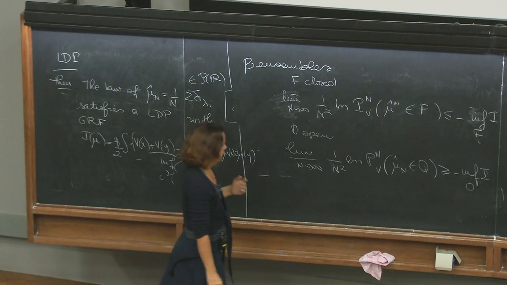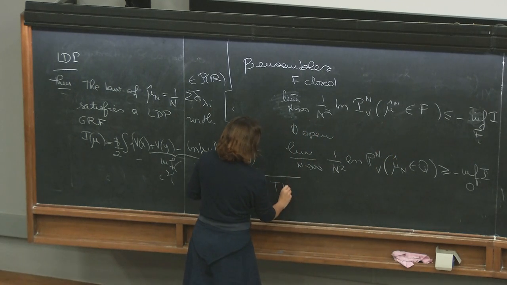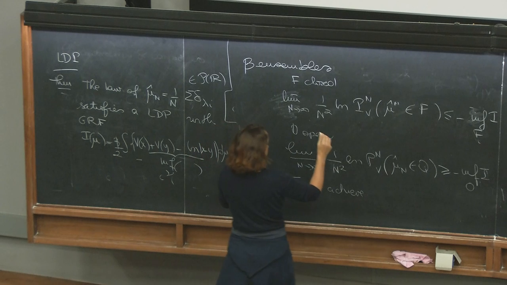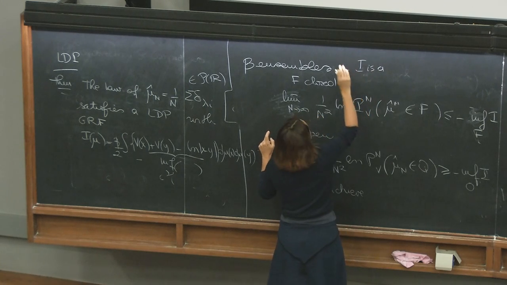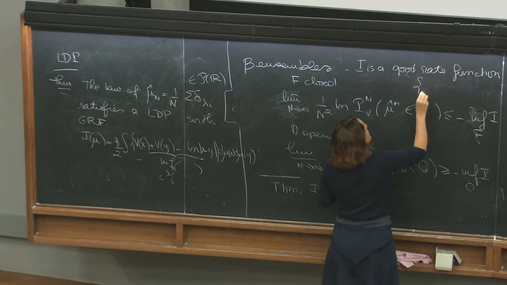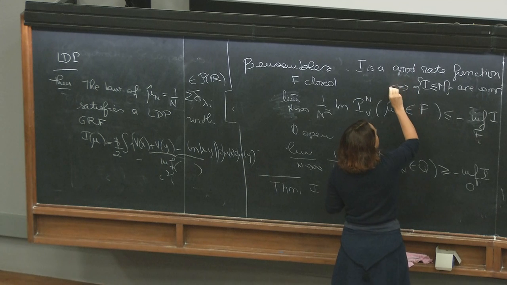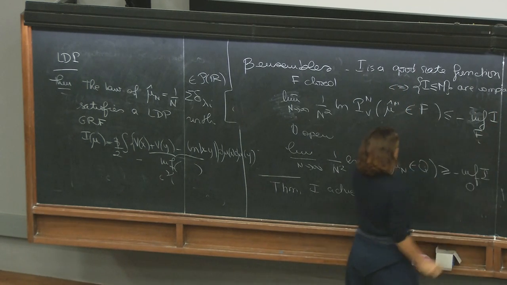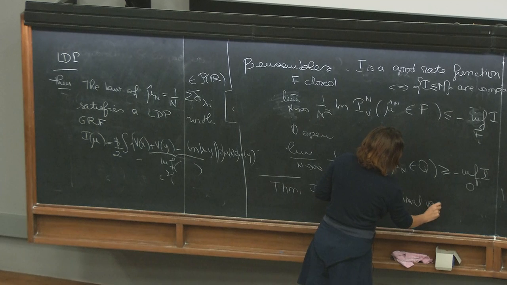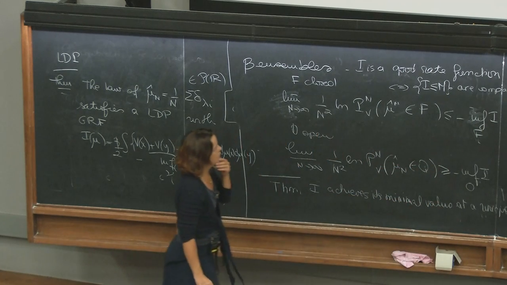Okay, and so how do you get this type of conclusion? The point is that I is a good rate function, which means that the level sets are compact. And the point is that I achieves its minimal value at a unique mu V. Okay, so that's the way we see the convergence in probability.